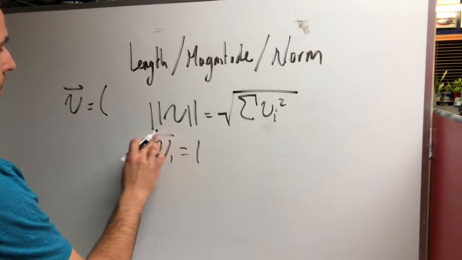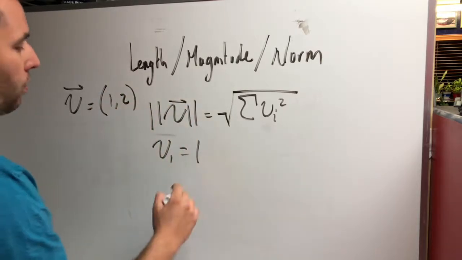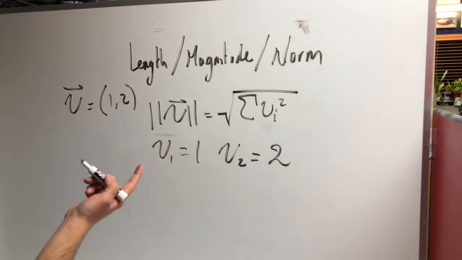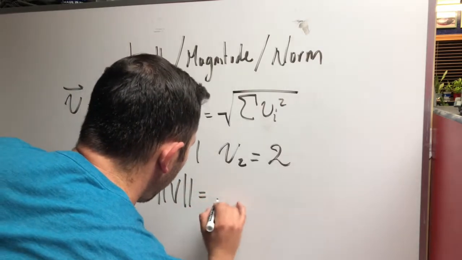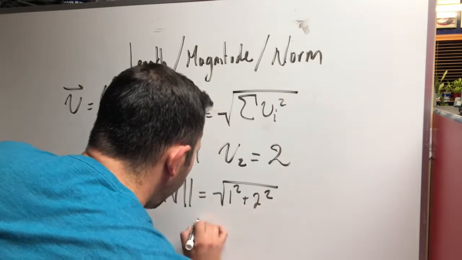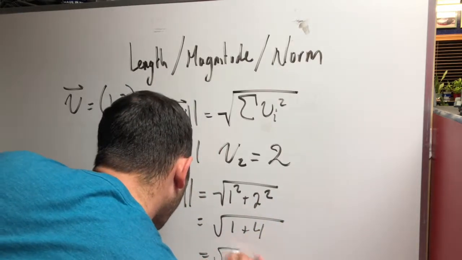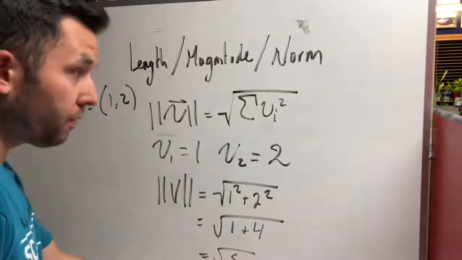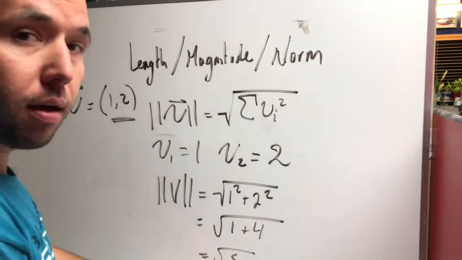That's a vector right there, 1, 2. So v1 is equal to 1, v2 is equal to 2 in our case. So the magnitude of v is nothing more than the square root of 1 squared plus 2 squared. That's nothing more than 1 plus 4, which gives us root 5. So this vector has length root 5. It has a direction of 1, 2, and has a length of root 5.